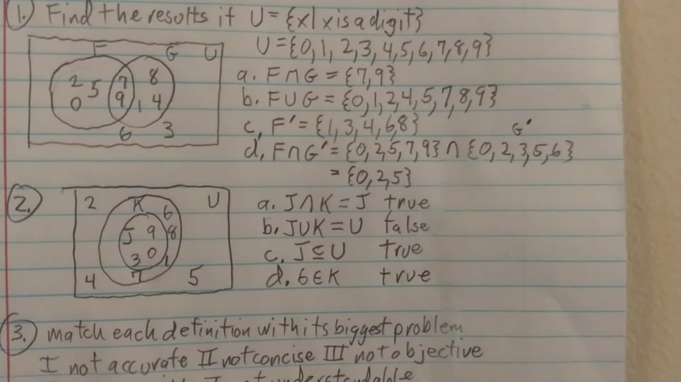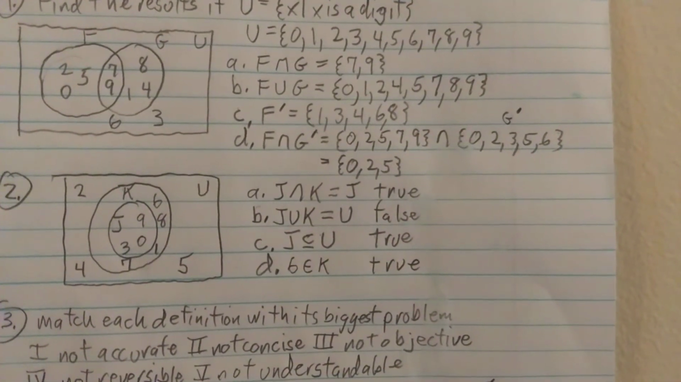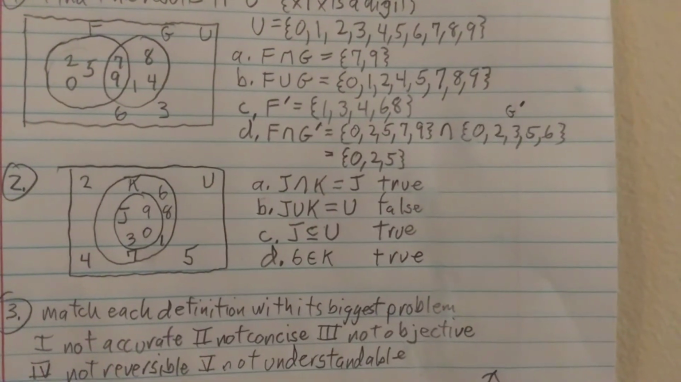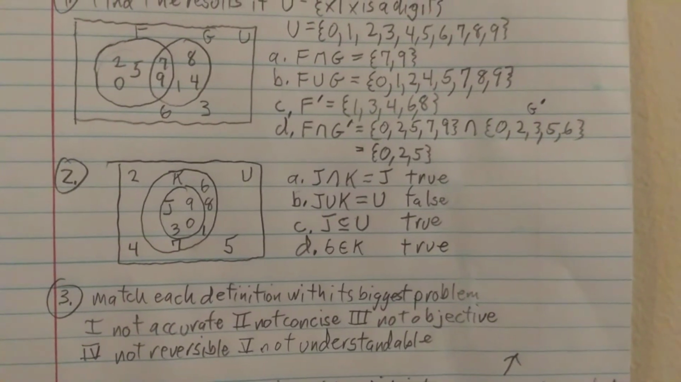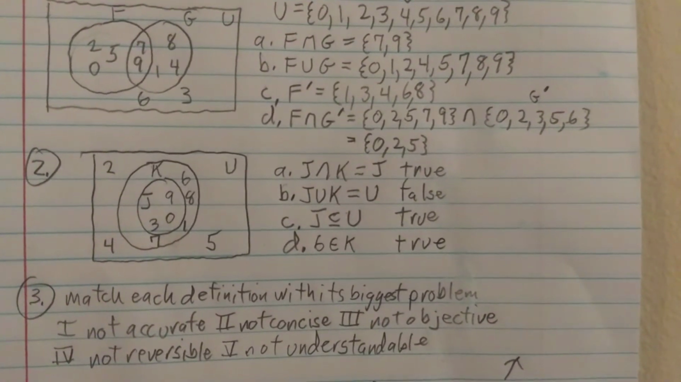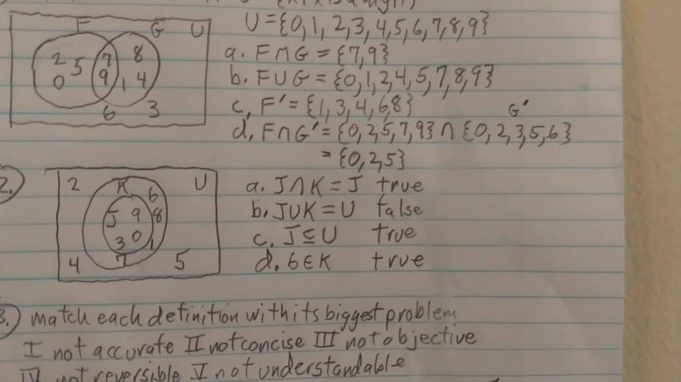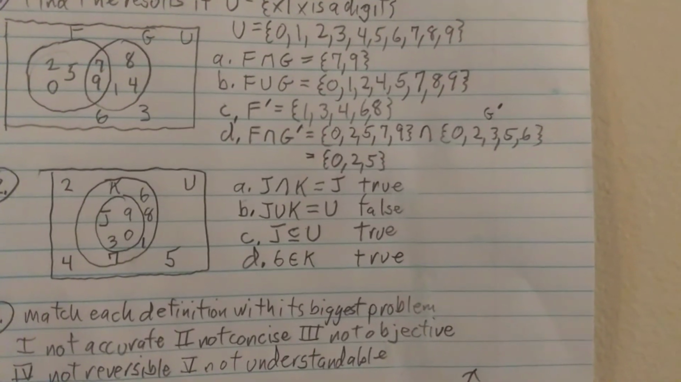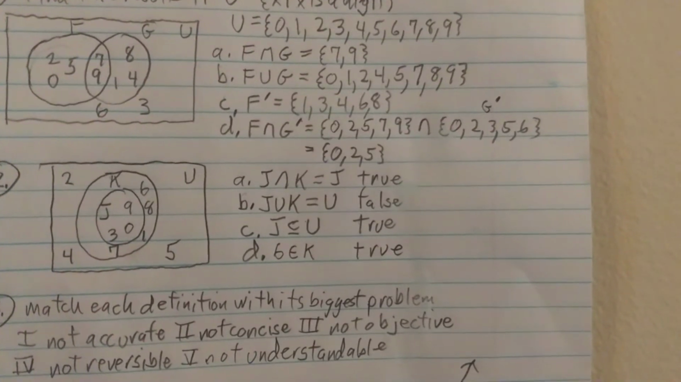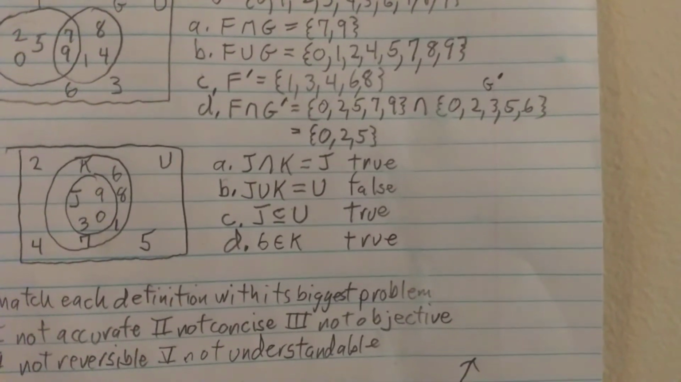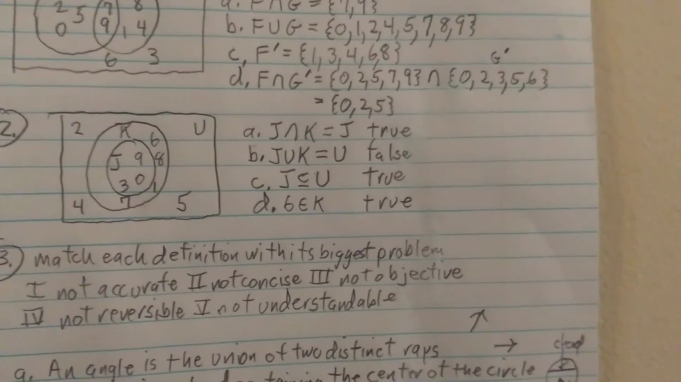F union G, when you put both of them together, is 0, 1, 2, 4, 5, 7, 8, 9, which is everything but 3 and 6. And F complement, or what's outside of F, is 1, 4, 8, 3, 6, or 1, 3, 4, 6, 8 in order. And then F intersect G complement. Well, first we find G complement, which is everything outside of G, which would be 0, 2, 3, 5, 6. And then we intersect that with 0, 2, 5, 7, 9, which is F, and we get 0, 2, 5.